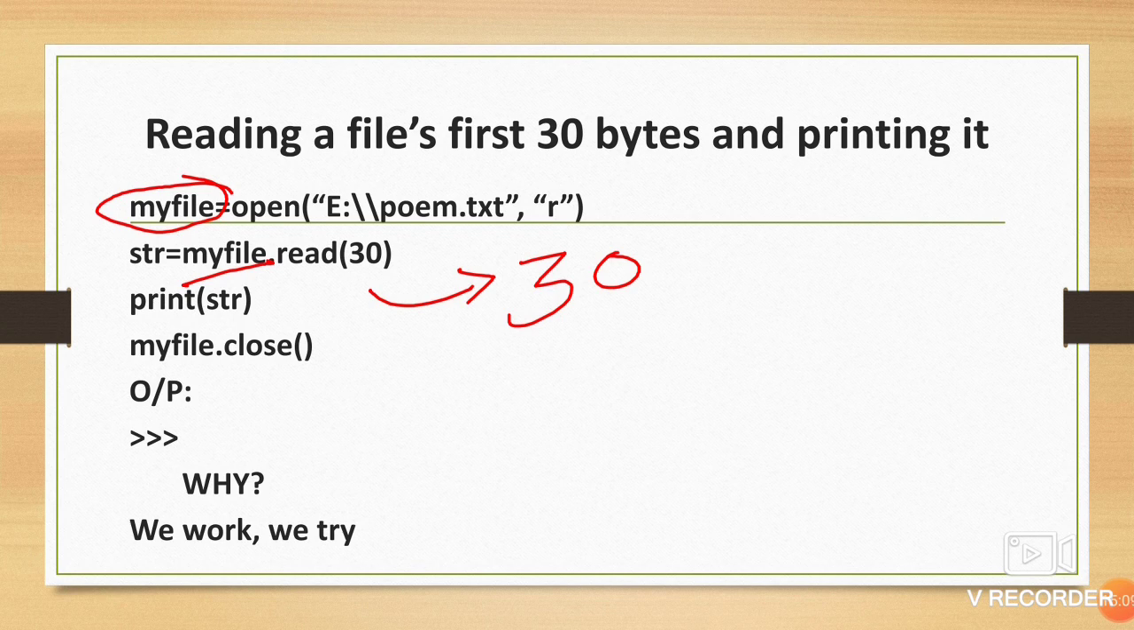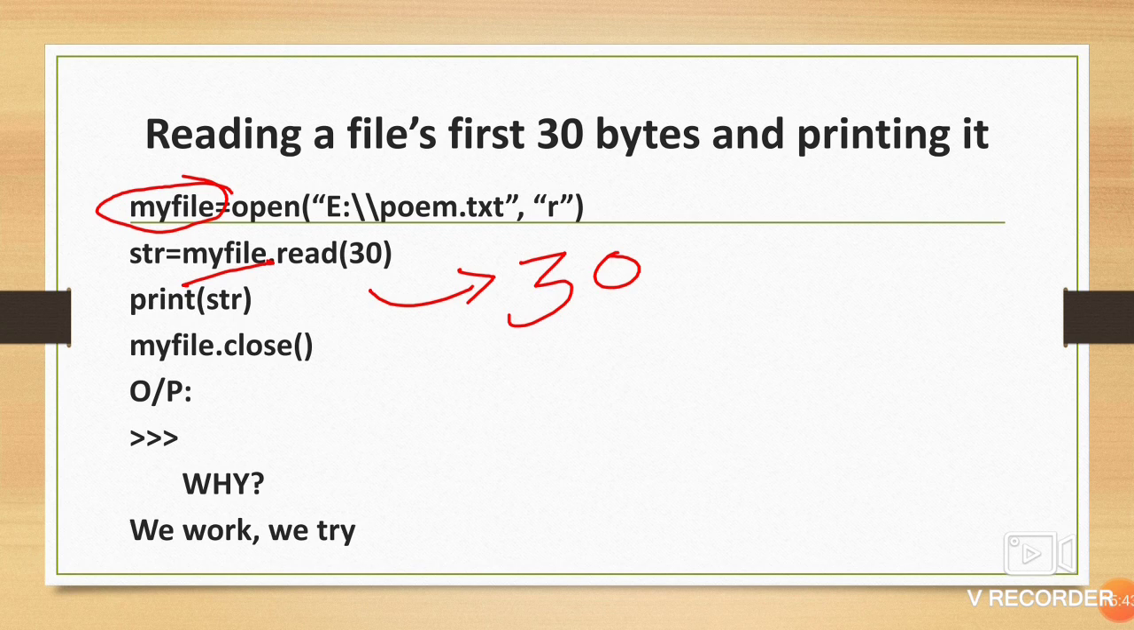Now how are we calling the read function? By using the file object. Which is the file object here? myfile is the file object. So str = myfile.read(30), and whatever data is read by the read method will be stored into str. Now I am going to print str, so it will print the 30 bytes read by the read method. Then we close the file by using the close method.